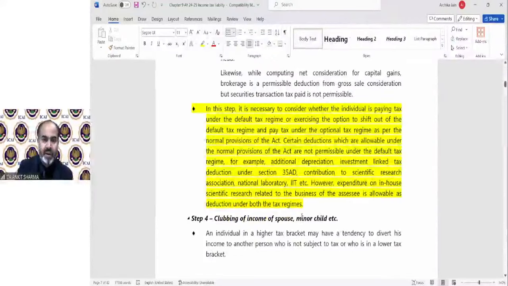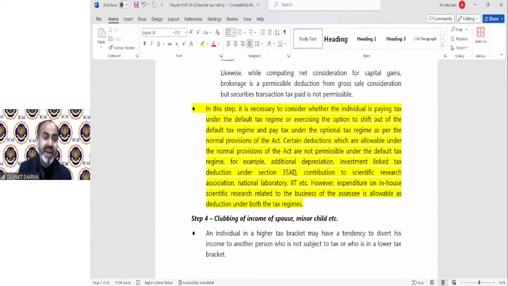Next, like Section 35AD, the deduction is not available if you are under the default tax regime. So if you want to claim the Section 35AD deduction benefit, then you have to opt out of it.